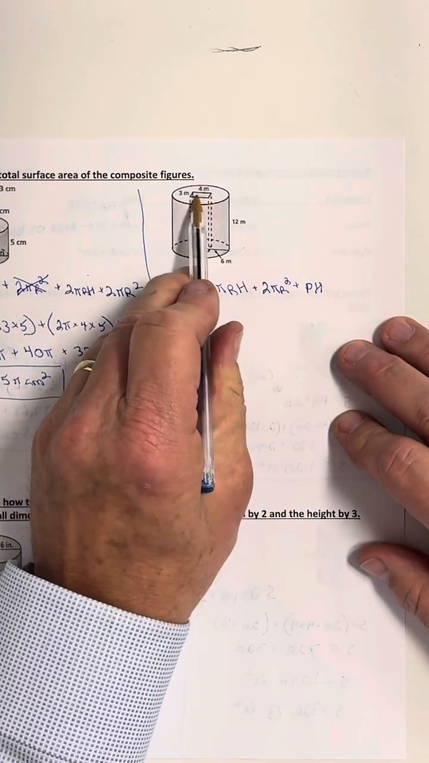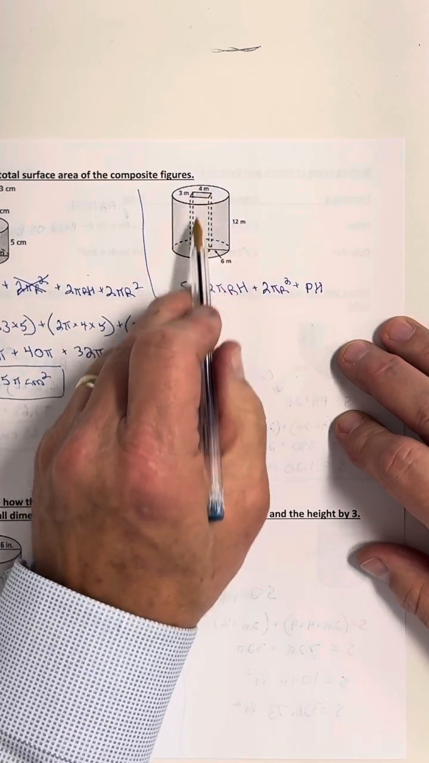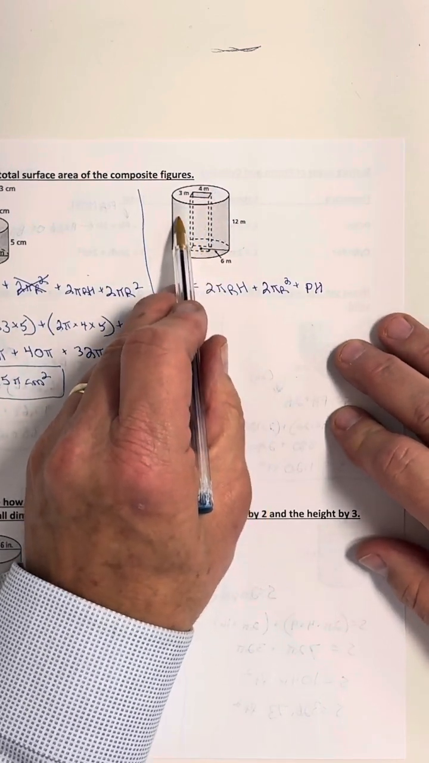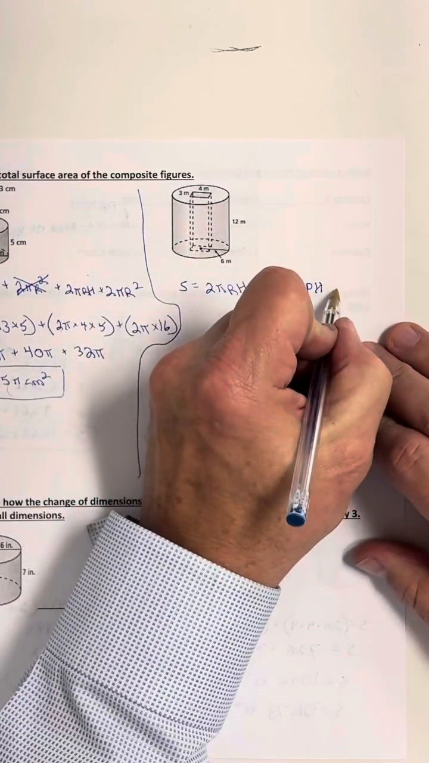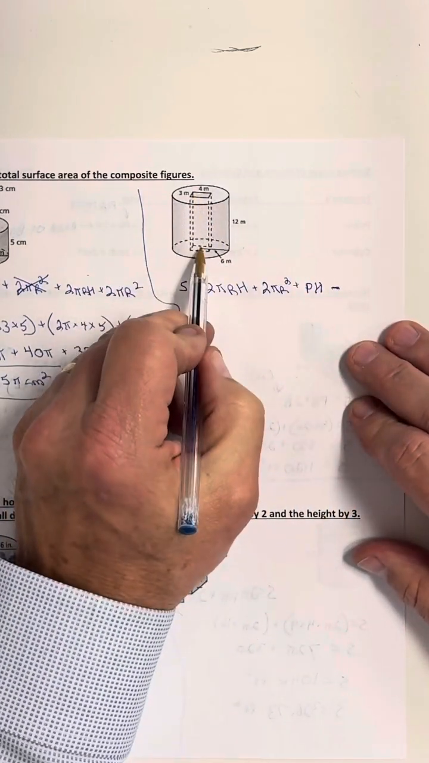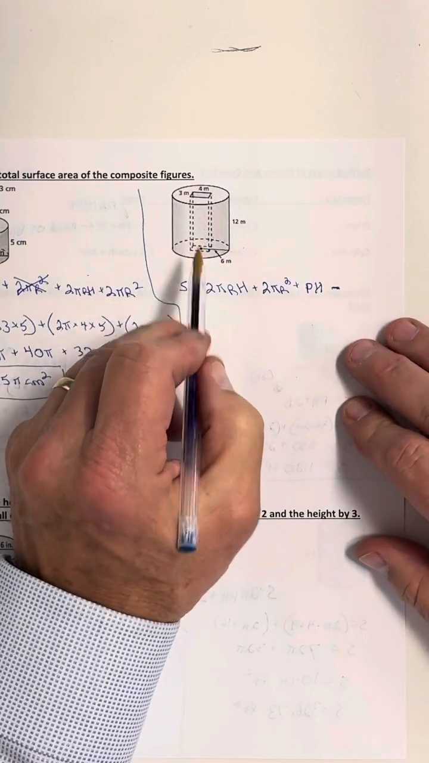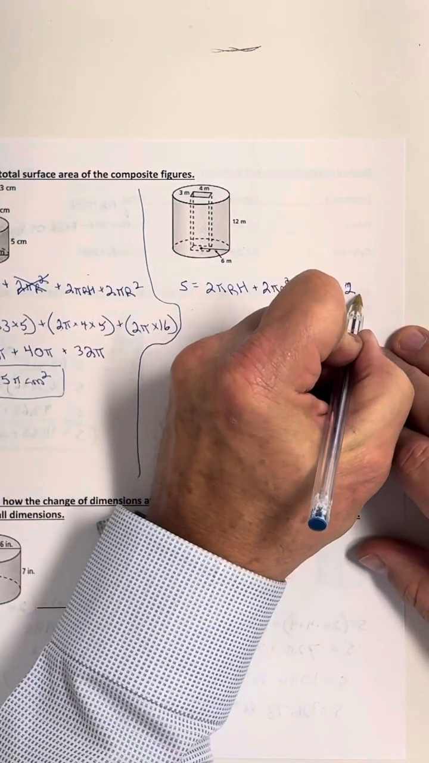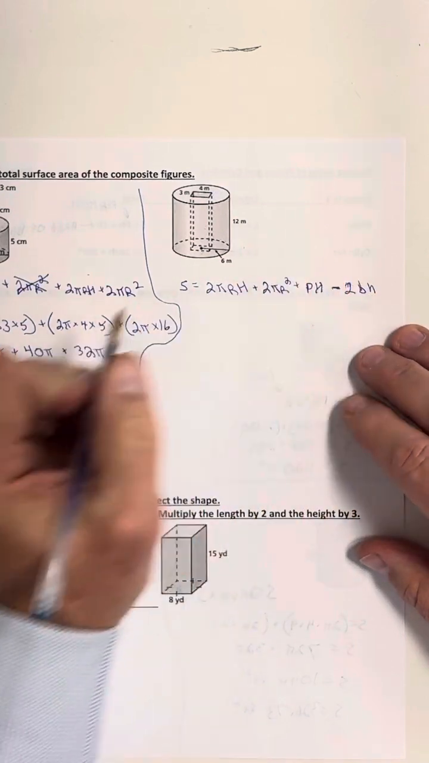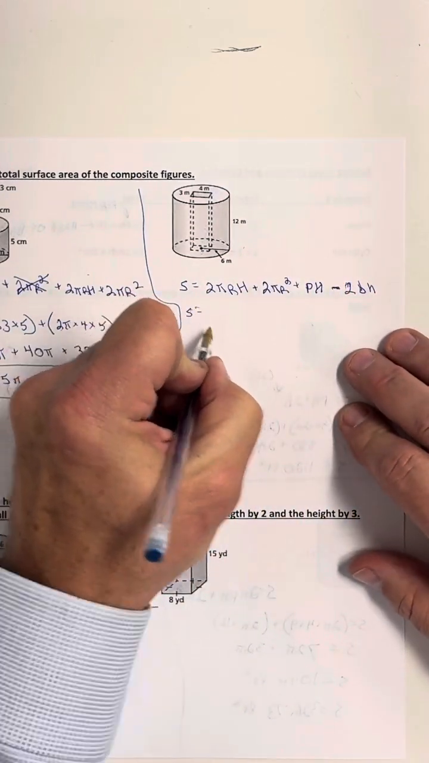Because since it's a hole at the top and bottom, there are no bases on the rectangular prism. So we only need the lateral surface of it. And we're going to have to subtract out the openings from the big circles. So the openings would be two little rectangles, so 2 base times heights. Now let's plug numbers in.